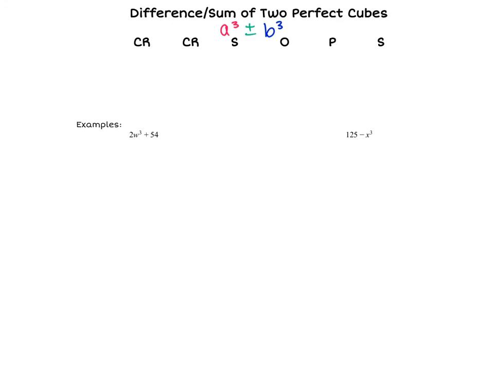Now, what if we have a difference or sum of two perfect cubes? So this will still be two terms, but they'll be cubes instead of squares, and we can do the following formula with differences and sums.